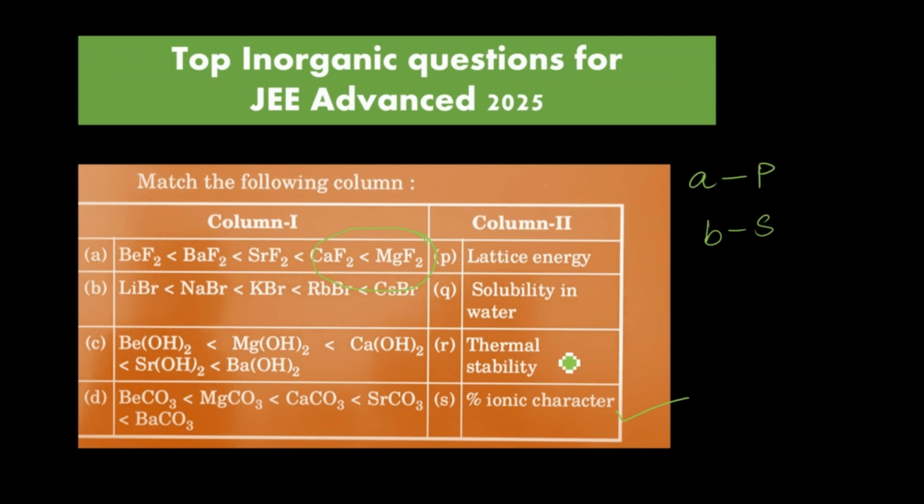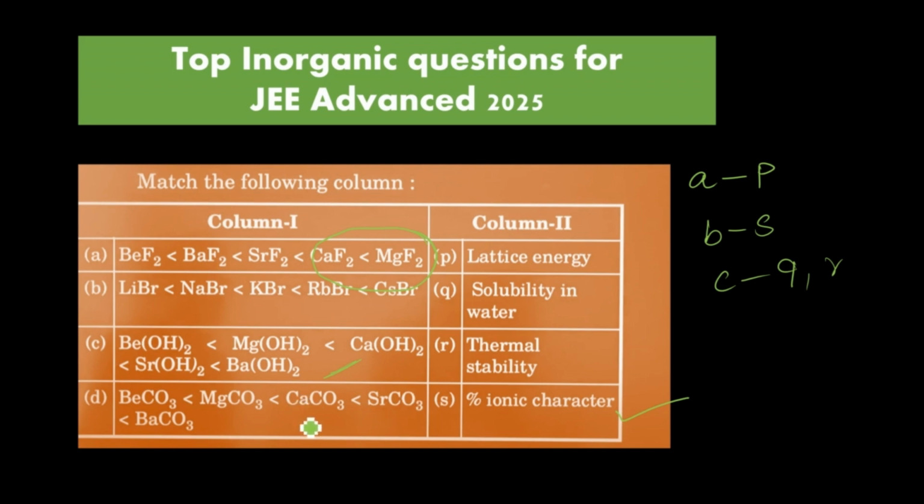Why solubility in water? Because as we move down the group, in case of group 2, the solubility of hydroxide generally increases, isn't it? Because of the size, the lattice energy changes, and the solubility increases. So C takes Q as well as R, because thermal stability of hydroxides also increases down the group.